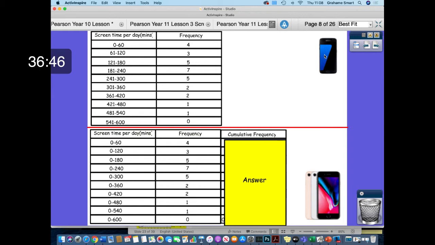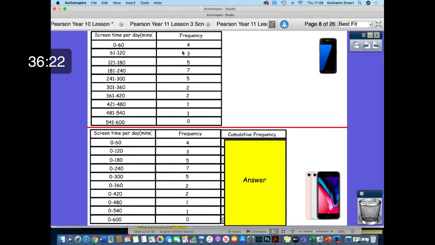So what I've done is, and I'm very careful here because this is often something that happens in class, if you look at this information on the first table, the top table, 0 to 60, the frequency, that means 4 people had a screen time of somewhere between 0 and 60 minutes. The second class interval, 61 to 120 minutes, there were 3 people. So the frequency means the number of people in this case.